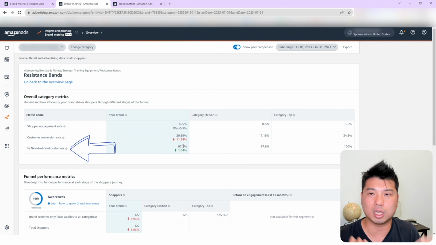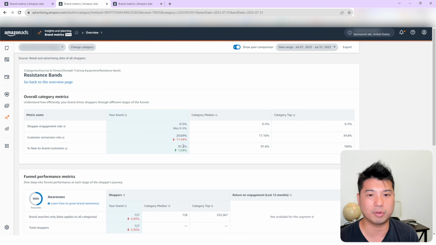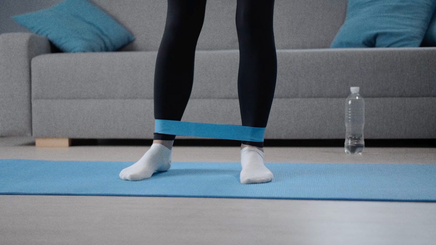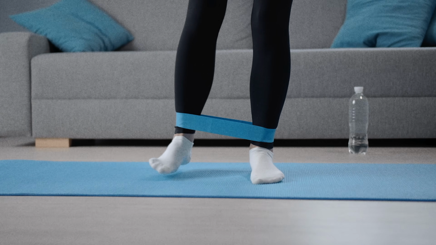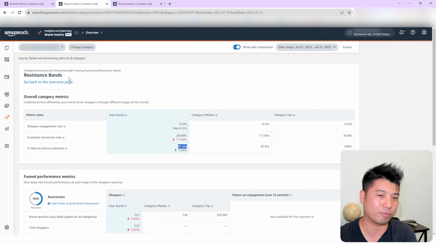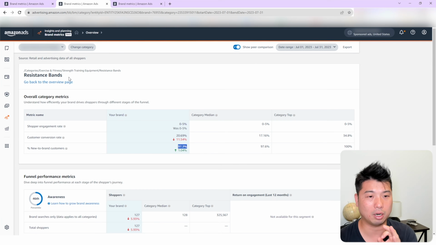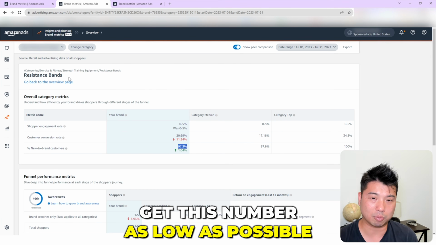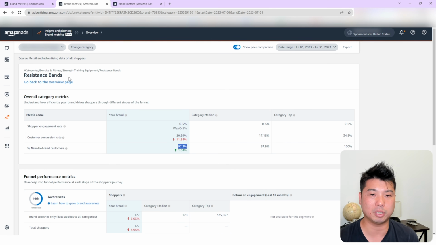New-to-brand customer is basically how many people that purchased from you are new to the brand. Normally, if it's a product that is not a refill or that people don't constantly rebuy, this number would be pretty high. For example, my product is a resistance band, so the chances are a person will purchase it and won't be purchasing another resistance band for a long time. But let's say you're in the supplement niche, right? Then you should want this number to be low, as low as possible, whether by giving a significant subscribe and save discount or another discount that would incentivize them to constantly purchase from you.